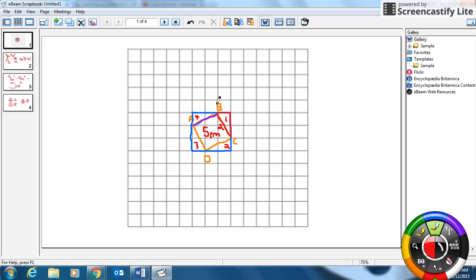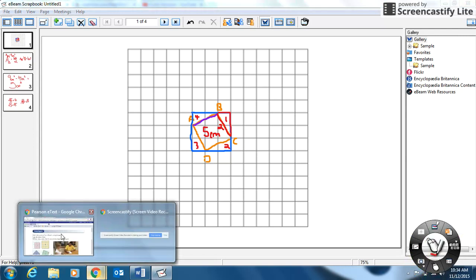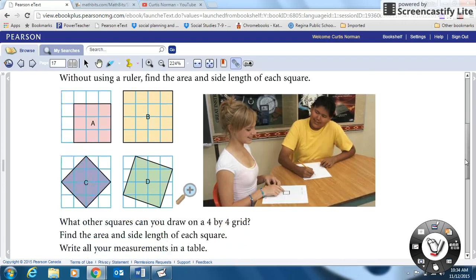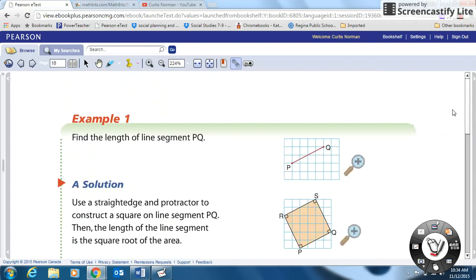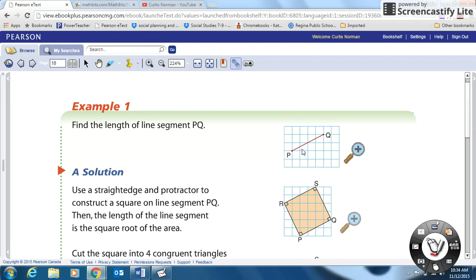So if you didn't get it, don't worry. We will do an example in the class when you get back. If you want to try one on your own, I would suggest figuring out the length of line segment PQ right here. That's on page 18 of your grade 8 E Pearson text. Okay, so try that.